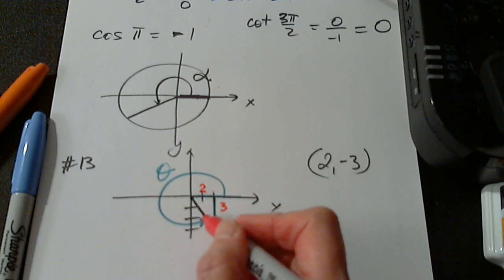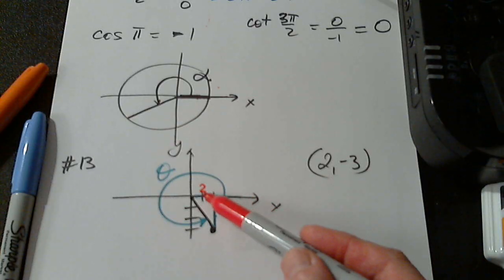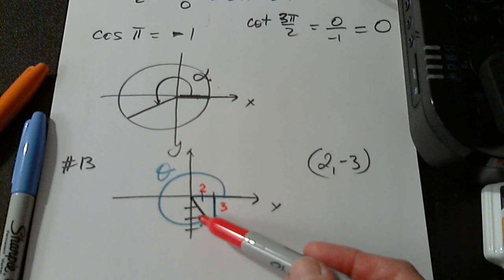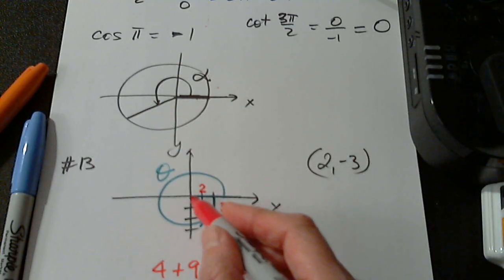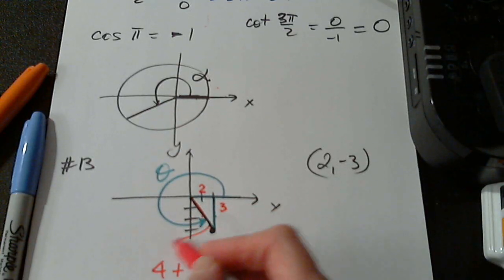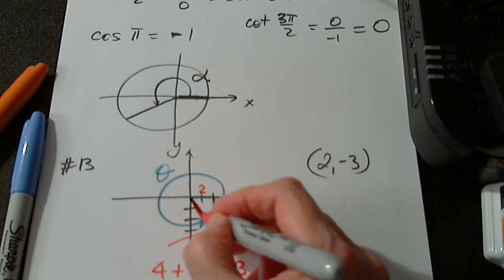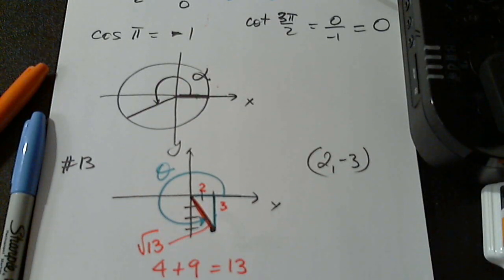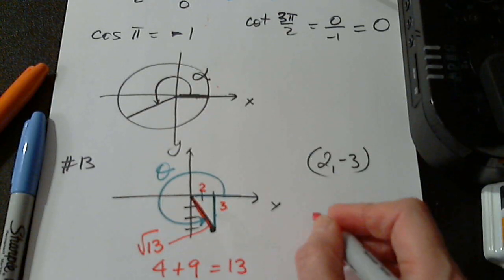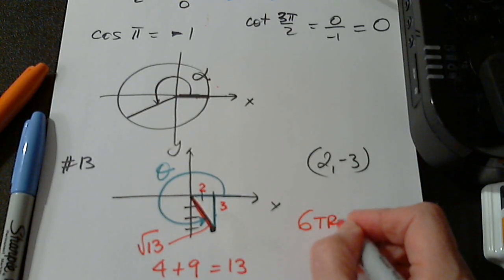I have to determine the hypotenuse. Well, a leg squared plus a leg squared equals the hypotenuse squared. So 4 plus 3 squared, which is 9, equals 13. I have to take the square root, so this piece, just this piece, the hypotenuse, is the square root of 13. They're asking us to determine 6 trig functions.